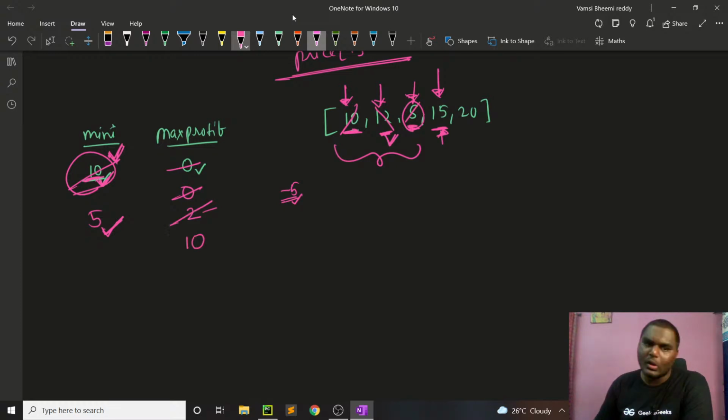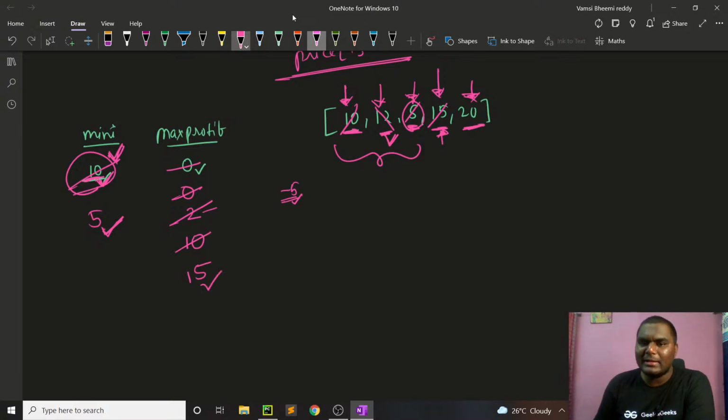Now I will check for the minimum element. So 5 is the minimum. I will move on to the next, which is 20. Now I will sell at 20, and I have bought at 5, so the profit I am going to make here is 15, which is greater than 10, right? So I will make it 15.